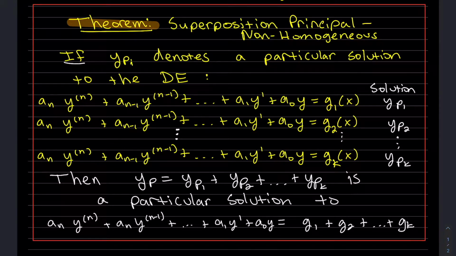So basically our non-homogeneous is that. So we're going to be going backwards. Given this in our problems, we're going to separate it, find a solution, add them up, and then that's a particular solution to this entire thing.